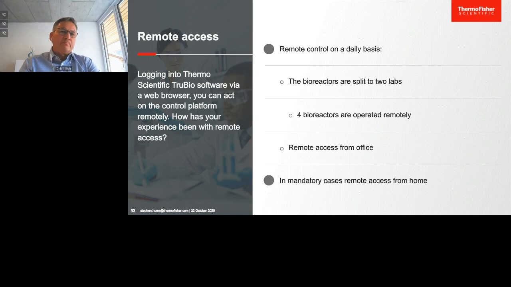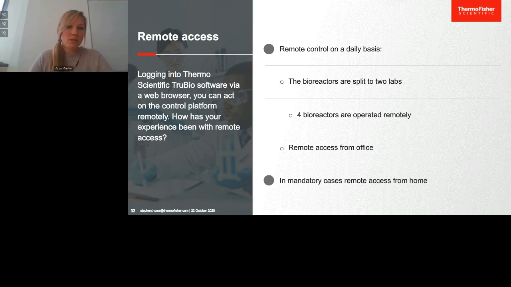Logging into TrueBio actually works through a web browser, so you can act remotely on the platform. How has that been for you in your experience, in your environment?